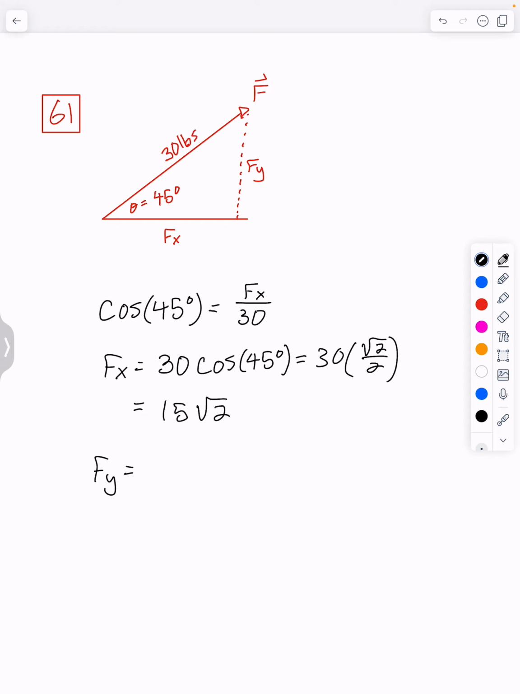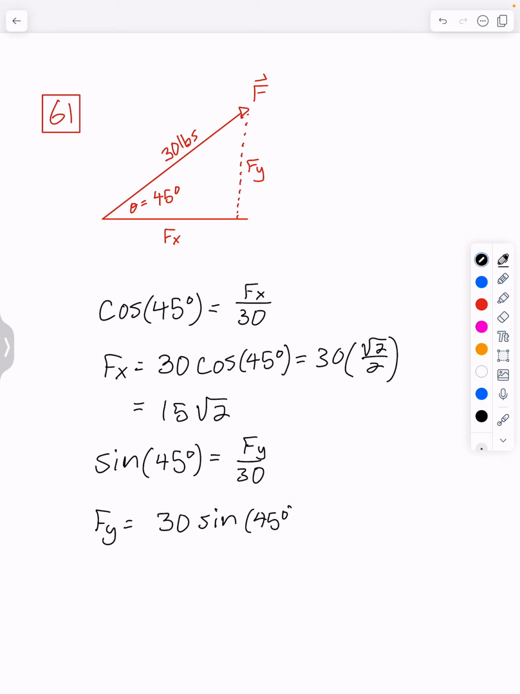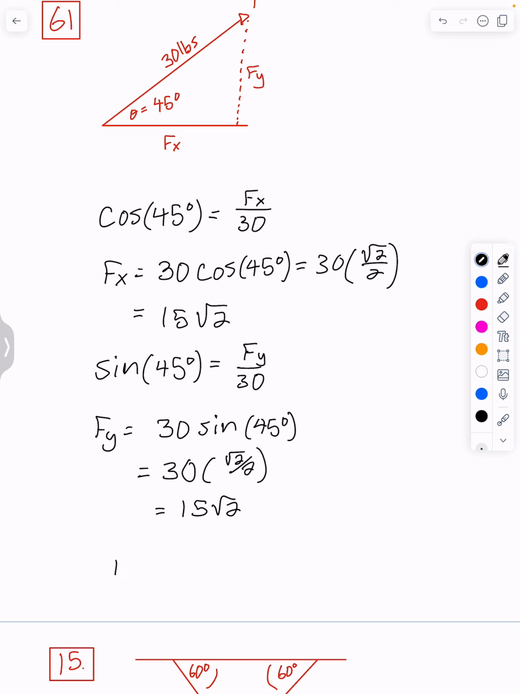Okay, fy. Let's set it up the same way. We can use sine now to get that one, sine of 45 degrees, and that's going to equal, remember, sine is opposite over hypotenuse, so it's fy over 30, which means that fy is 30 sine 45 degrees. And that's the same value, right? Sine of 45 is radical 2 over 2. It's that middle triangle, and I get 15 rad 2. So that's for that problem, where they just wanted each component. So the vector in question, f, can be rewritten as 15 rad 2, comma 15 rad 2.